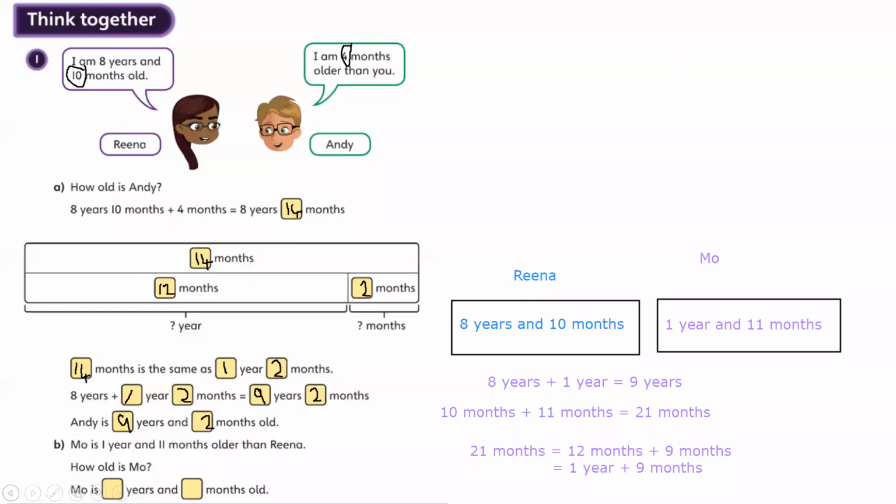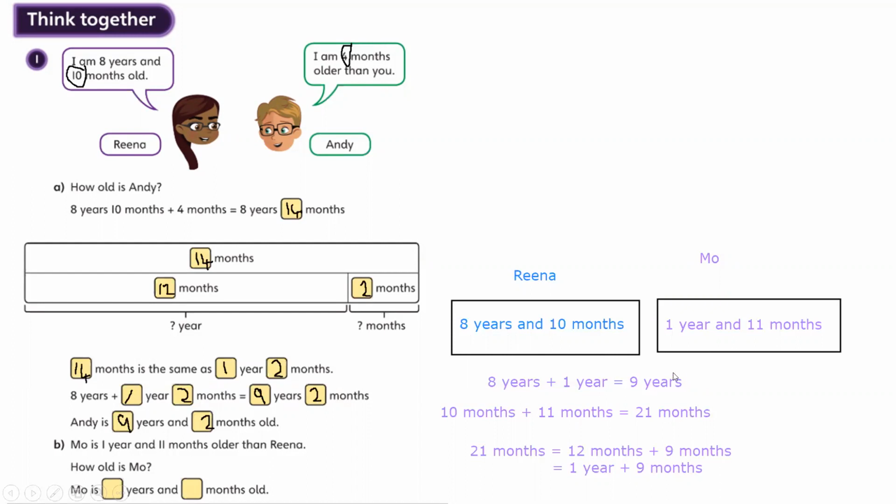Right, now I'm going to look at the second part of this question. And we're still using Rena's information, but we now know that Mo is 1 year and 11 months older than Rena. And we're trying to find out how old Mo is in years and months. So we've got Rena is 8 years and 10 months, and Mo is 1 year and 11 months older than Rena. So one way of doing this is what we did before, is we looked at the years first. So we've got 8 years and 1 year. So we're going to add 8 years plus 1 year, and that gives us 9 years.